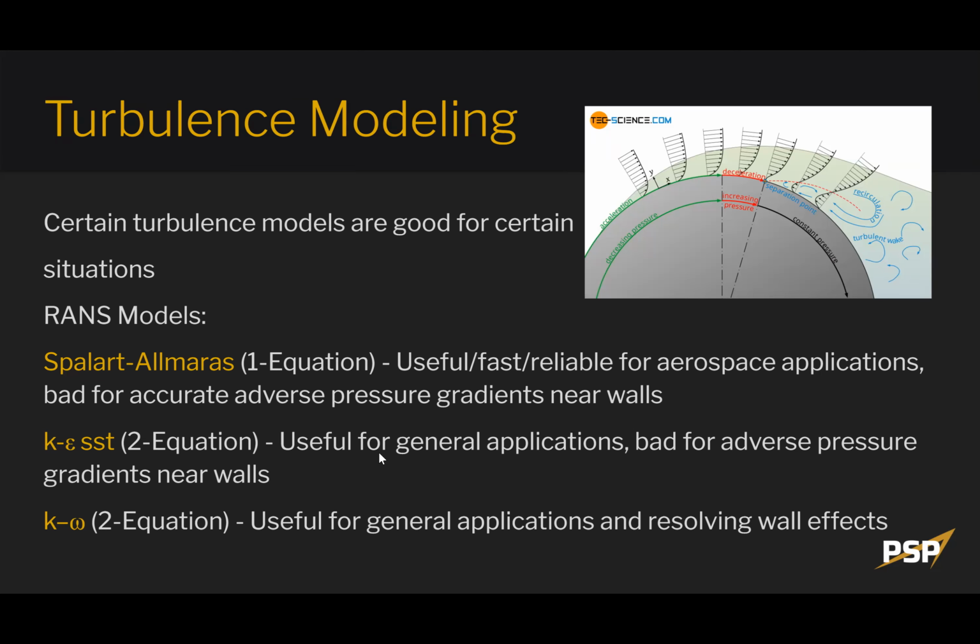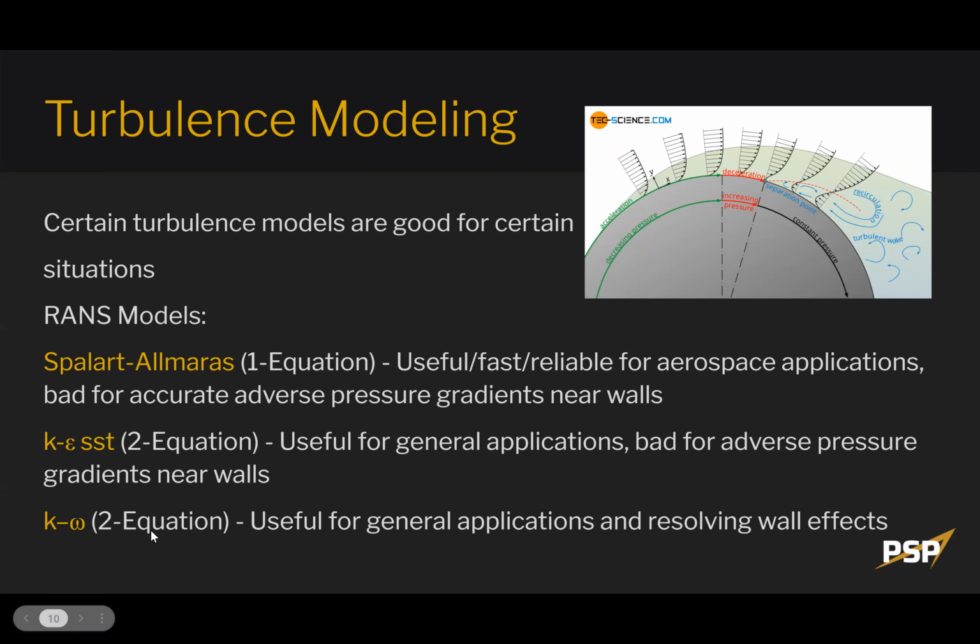K-epsilon is pretty similar to Spalart-Allmaras, just more accurate for free stream flows. All that means is it's useful for flows that are away from bodies. Anytime you have a body, it's pretty much considered a wall. So you can see adverse pressure gradients near walls, anything near a rocket body, sphere body, etc. Those are considered walls.